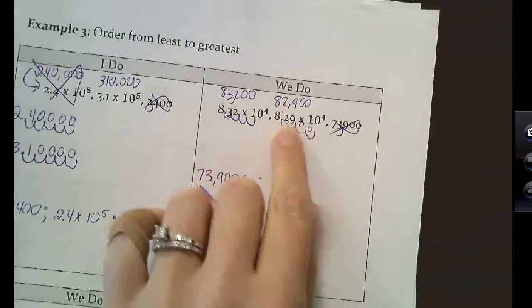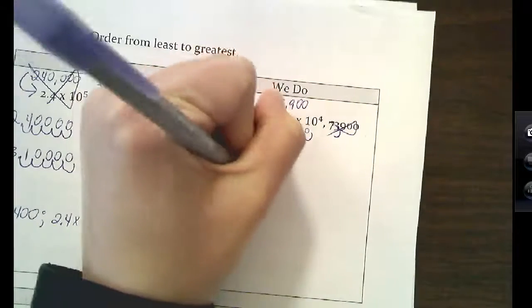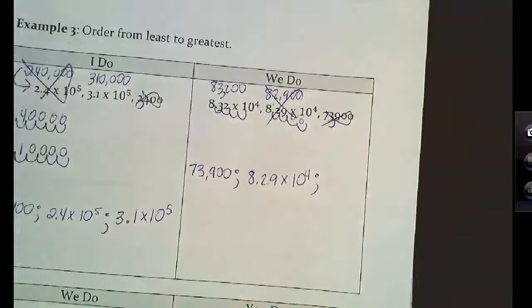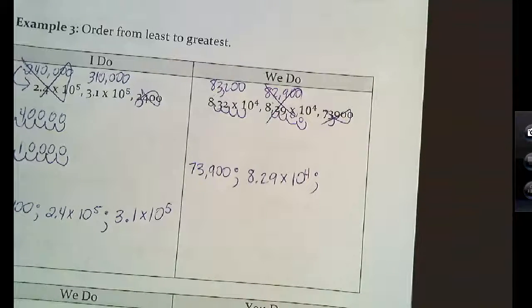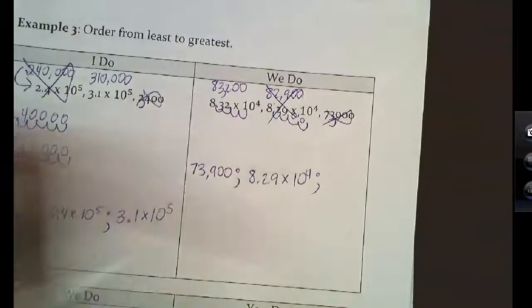Can we write that as the scientific notation right away? So that's 8.29 times 10 to the fourth power. And what am I going to write as my largest? Go ahead. Good. All right, what's your question?